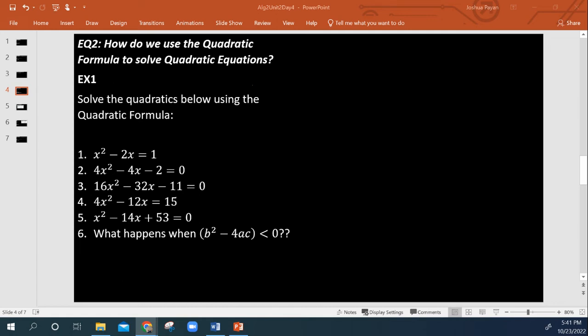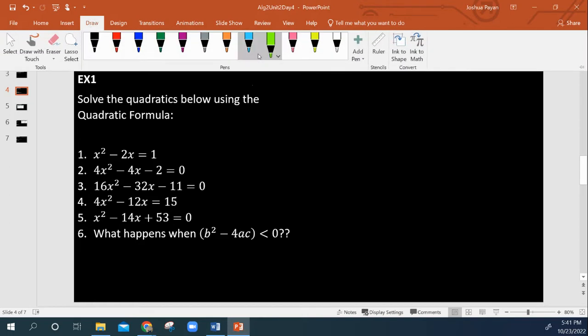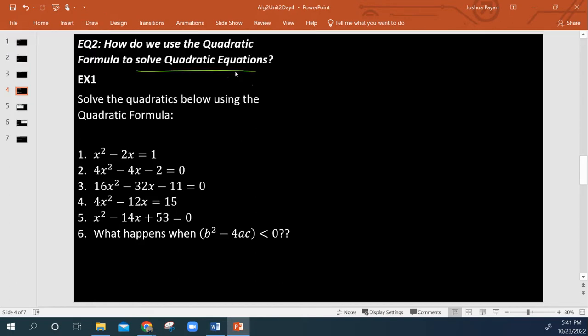Okay, so in this video, I'm going to briefly explain how to use the quadratic formula to solve quadratic equations. It's really just as simple as putting in the numbers where they go. So first things first, to use the quadratic formula, again, we emphasize, you've got to be in standard form, right?